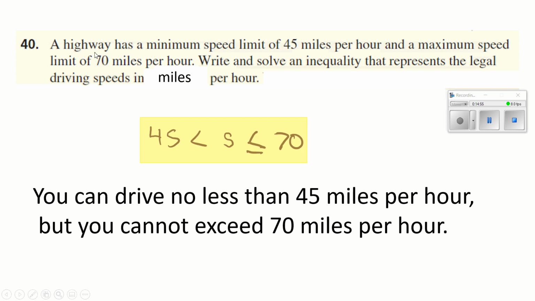Highway is a minimum speed, so okay. I don't know why, if this is a minimum speed, you put 45 here. I would say that this is 45, right? If it says the minimum speed limit of 45 miles an hour, that means it can be 45 miles an hour. And the maximum speed is 70. Well, that means it could also be 70. So you can drive no less than 45 miles an hour, and you cannot exceed 70 miles an hour. So this should have been less than or equal to.